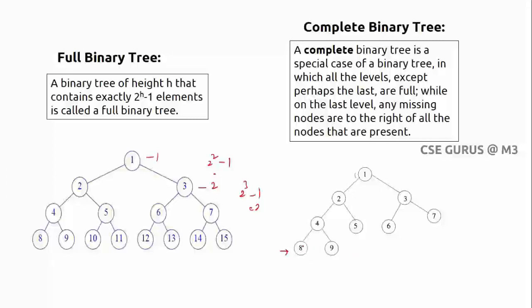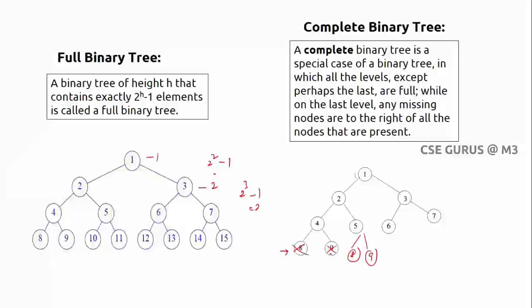So let us suppose here I don't have this element, or both of these elements, and these elements are here, 8 and 9. Now you can see 3 levels are filled, but the last level is half filled. In this case also I cannot say it is a complete binary tree. Why? Because I told you, any missing nodes should be on the right side but not on the left side. You can see these nodes are filled, these nodes are unfilled.